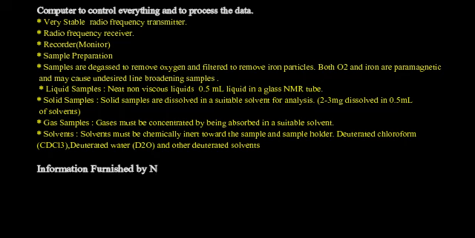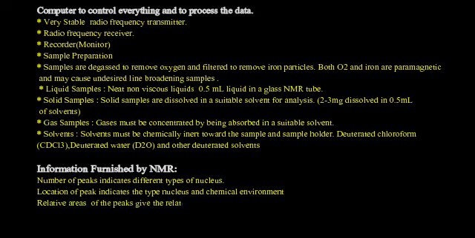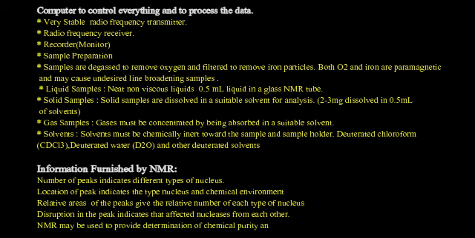What information is furnished by the NMR? Basically, number one, the number of peaks indicates different types of nuclei. The location of a peak indicates the type of nucleus and its chemical environment. The relative area of the peaks gives the relative number of each type of nucleus. The splitting of a peak indicates how the nuclei affect each other. NMR may also be used for determination of chemical purity and quantitative measurements in materials.